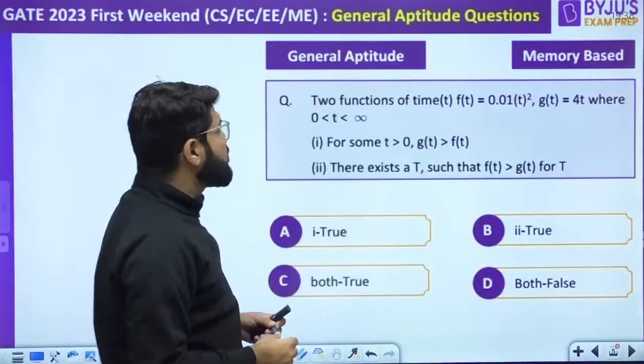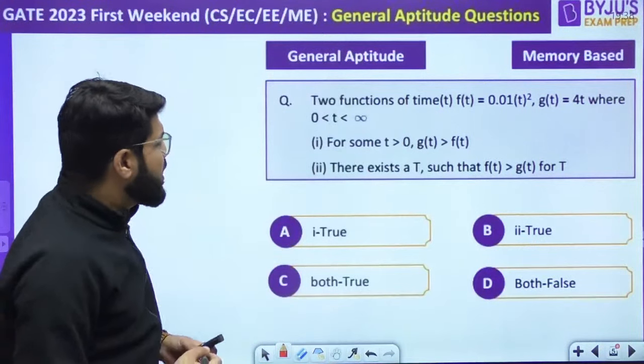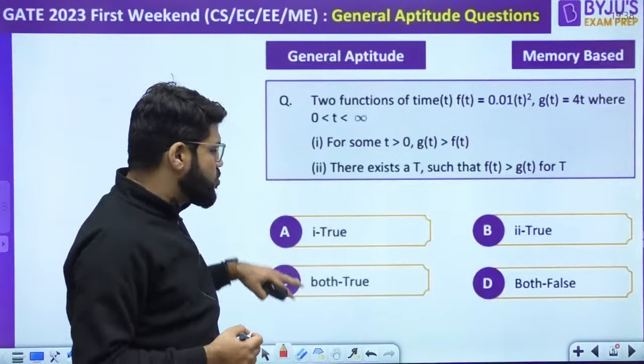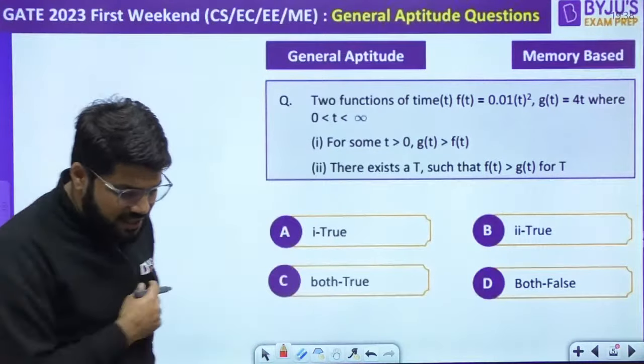Two functions of time, f(t) and g(t), are given to you, and you have to see whether statement one is true, or two is true, or both are true, or both are false. So guys, let us get started.